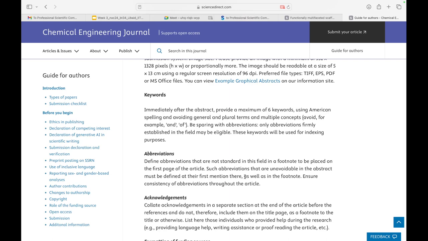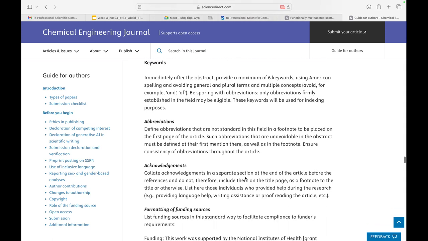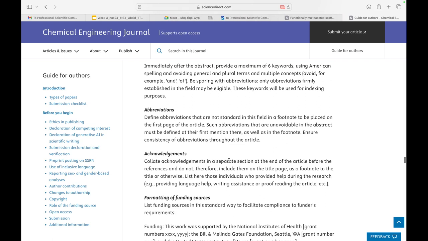So every time, it should not create confusion between the common things and the abbreviations that some groups have made their own. So it should be clear. Now, the acknowledgement section. You have to acknowledge everyone in this section.